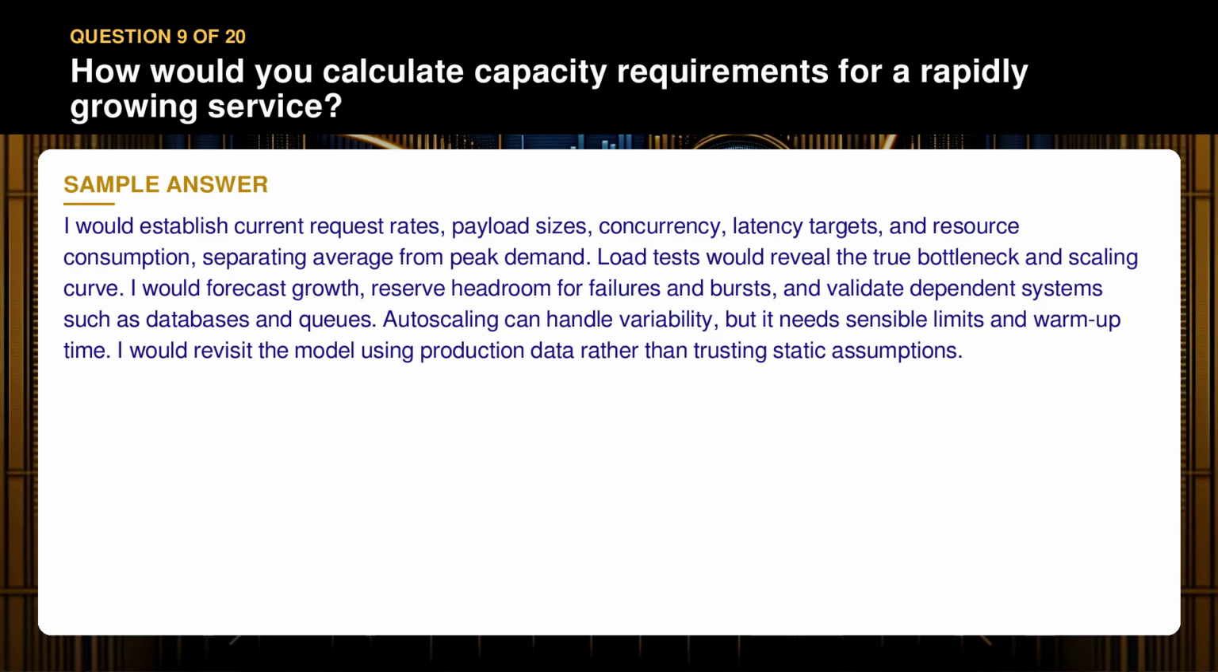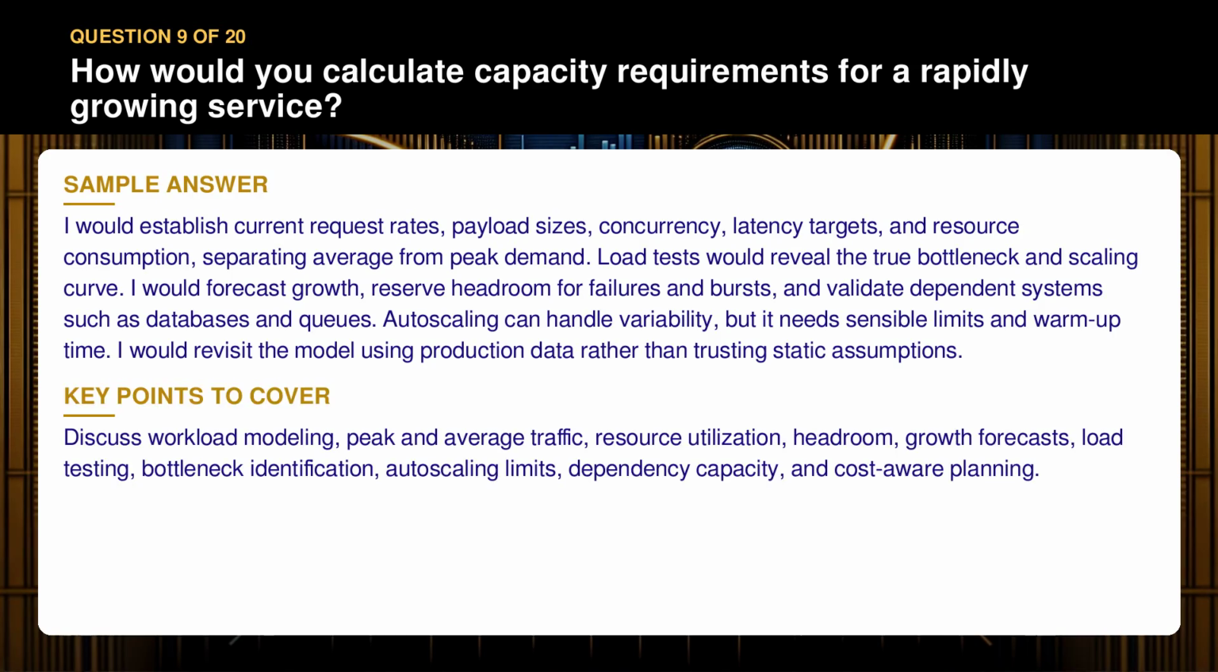I would forecast growth, reserve headroom for failures and bursts, and validate dependent systems such as databases and queues. Autoscaling can handle variability, but it needs sensible limits and warm-up time. I would revisit the model using production data rather than trusting static assumptions. Discuss workload modeling, peak and average traffic, resource utilization, headroom, growth forecasts, load testing, bottleneck identification, autoscaling limits, dependency capacity, and cost-aware planning.